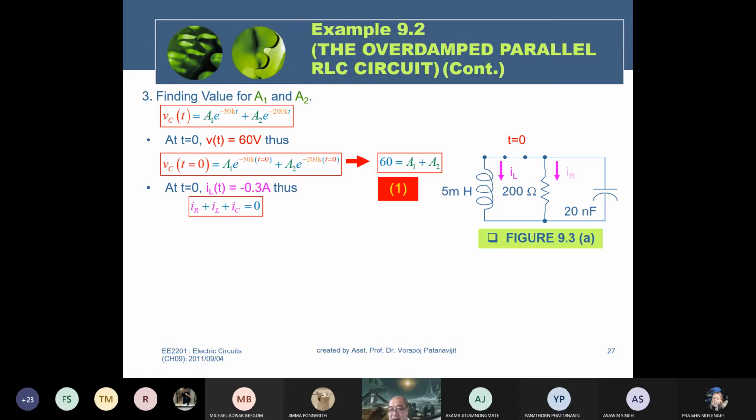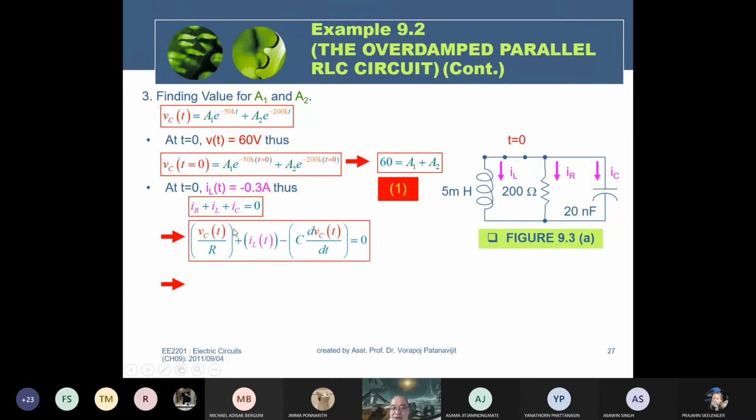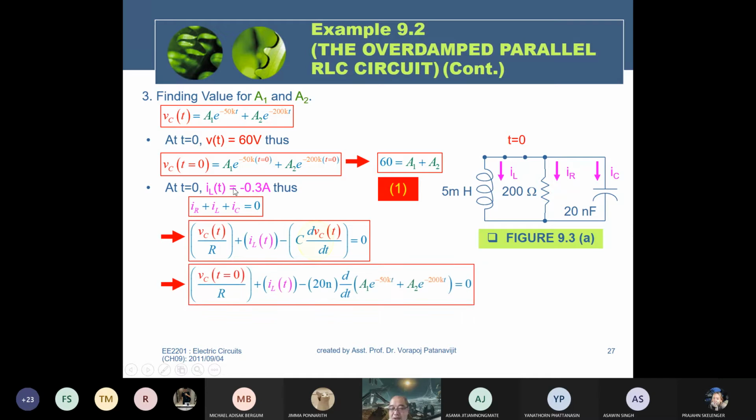at time equal to 0, you know that the inductor current equals minus 0.3 amp. Therefore, at the top of this node, you can apply KCL: IR plus IL plus IC equals 0, and you express them in terms of V. But IL you do not need to express, because you know that IL equals minus 0.3 amp. For VC, you substitute VC in here, for time equal to 0.